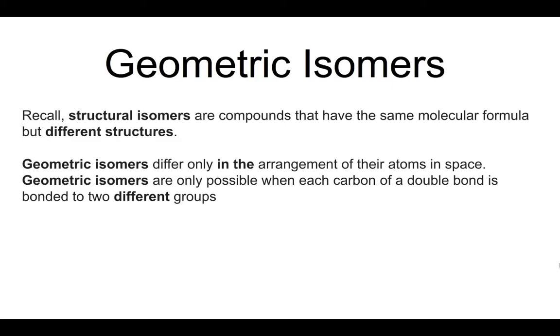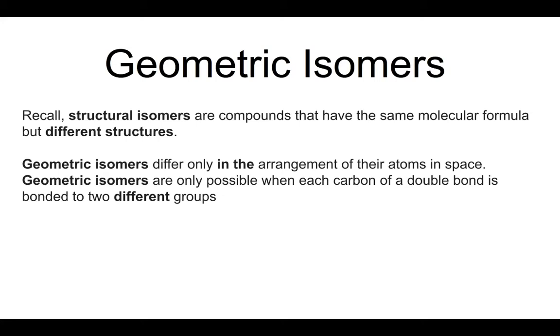Today we're going to be talking about geometric isomers. In a previous lesson, we've talked about structural isomers, which are compounds that have the same molecular formula, but their structures differ in terms of where the carbons are placed. Geometric isomers differ only in the arrangement of their atoms in space.